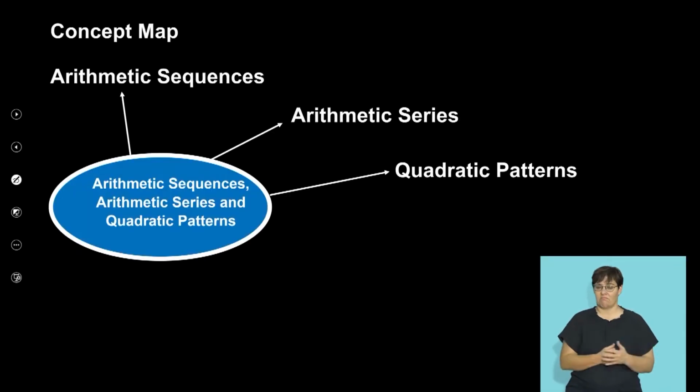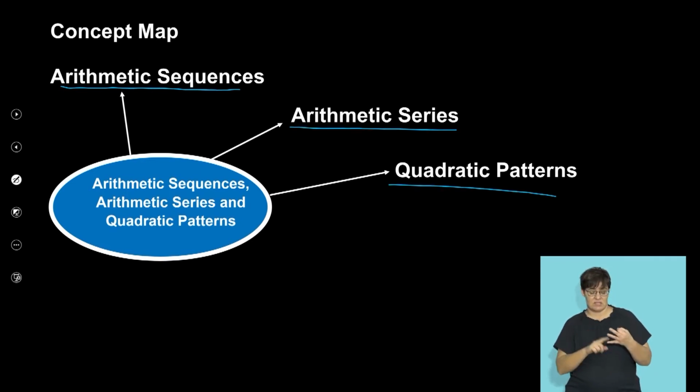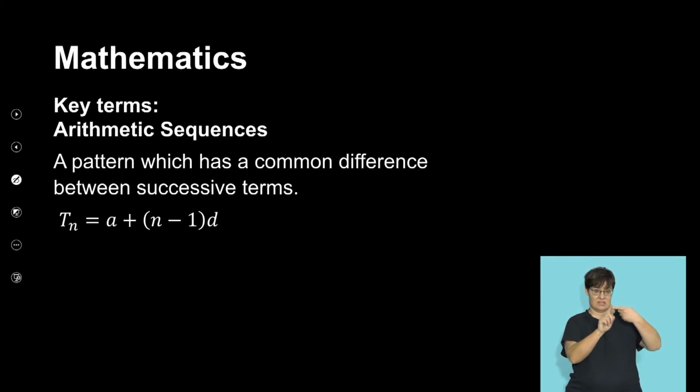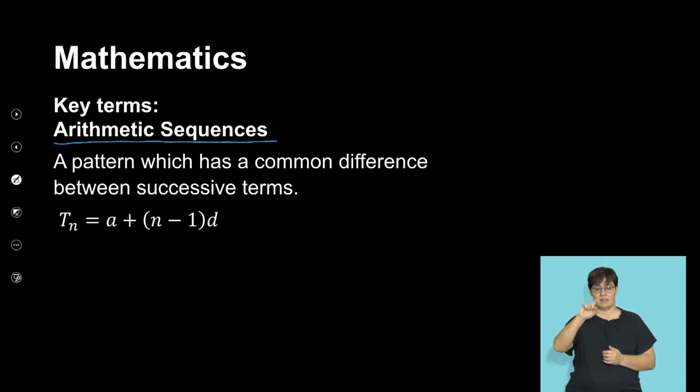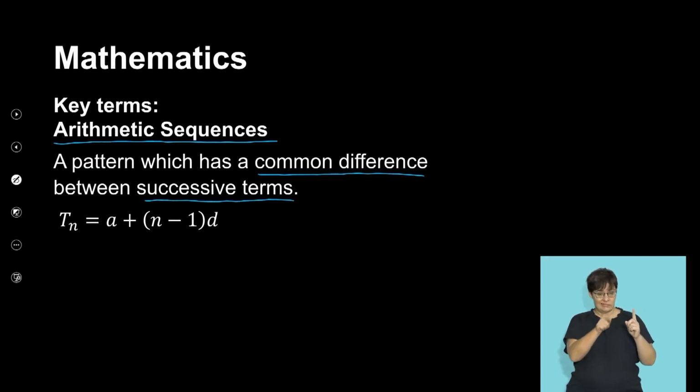So everybody, I'm going to start by revising the definitions for arithmetic sequences, series, as well as quadratic patterns. Let's go to our first set of definitions. So an arithmetic sequence. This is a pattern which has a common difference between successive terms.